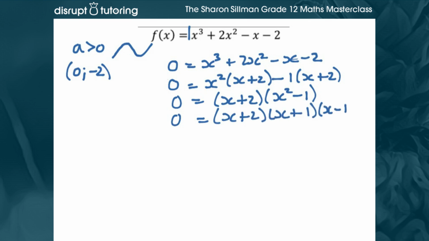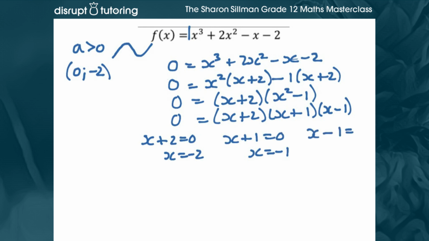And you can see I have 3 factors, so therefore there are 3 x-intercepts. Either x plus 2 is equal to 0, so x is negative 2. Or x plus 1 could also be 0, so x is negative 1. X minus 1 is 0, so x is 1. So our x-intercepts are (-2, 0), (-1, 0), and (1, 0).